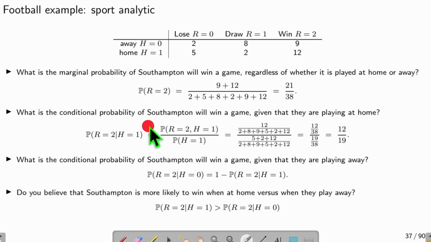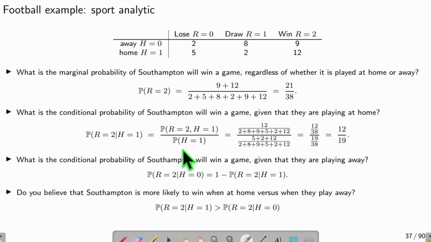What's the conditional probability that Southampton will win given that they already play at home? So that means win given that play at home. So again, conditional is what? Joint divided by marginal. So what's the joint? The joint probability will be R2H1. So R2H1, this 12. Okay, but this is not a probability. We have to divide everything by the sum. So it will be 12 divided by the sum, so it's 12 divided by 38. And then this is the joint.